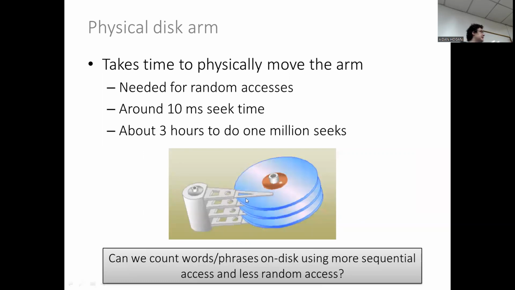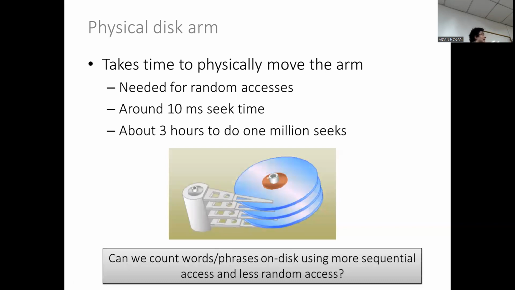So when we use hard disks, what we want to do is use sequential access. We want to reduce the number of random accesses. We want to reduce the amount of jumping around on the disk that we do. It's not so bad in RAM. It's terrible on a disk, even on a solid state disk. It's not good.